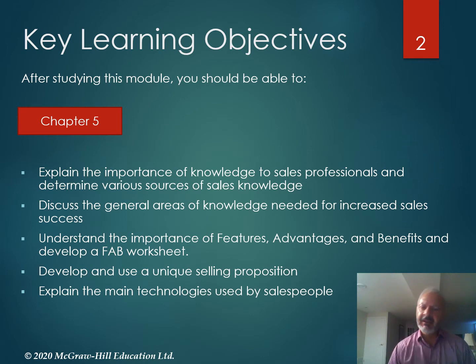Also, one of the key learning objectives of this chapter is to discuss the general areas of knowledge needed to increase sales success. So what are the important things we need to know? We'll also want to understand the importance of features, advantages, and benefits, and develop a FAB, feature, advantage, benefit worksheet. And this is kind of the core to our solution, as it were.